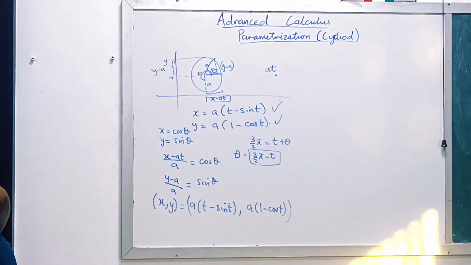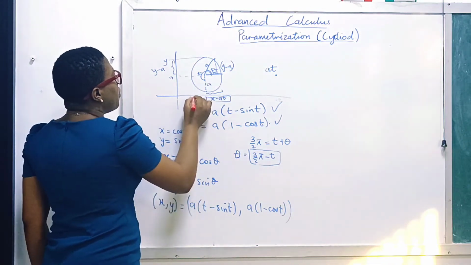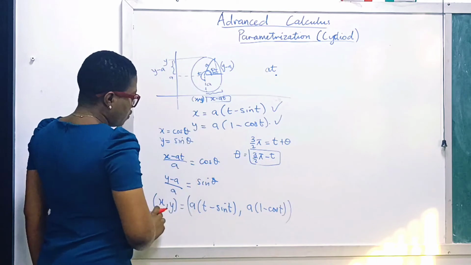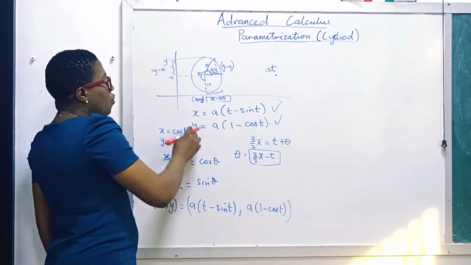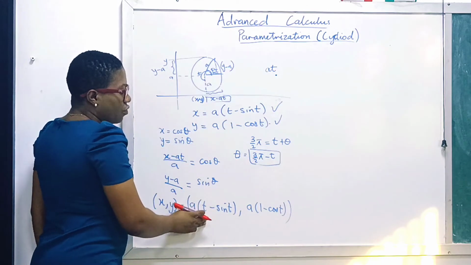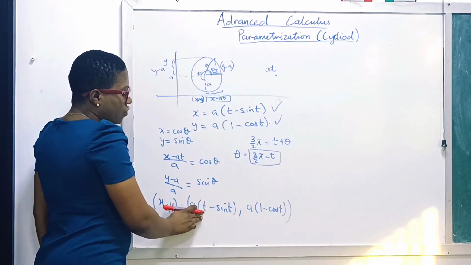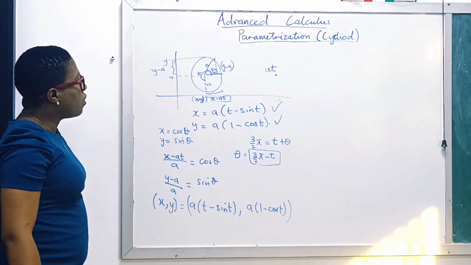So this is the cycloid formula. This moves from a point (x, y) to this new point (x, y). Whatever your starting point is, it moves to this new point, depending on what your t is and what your A is.